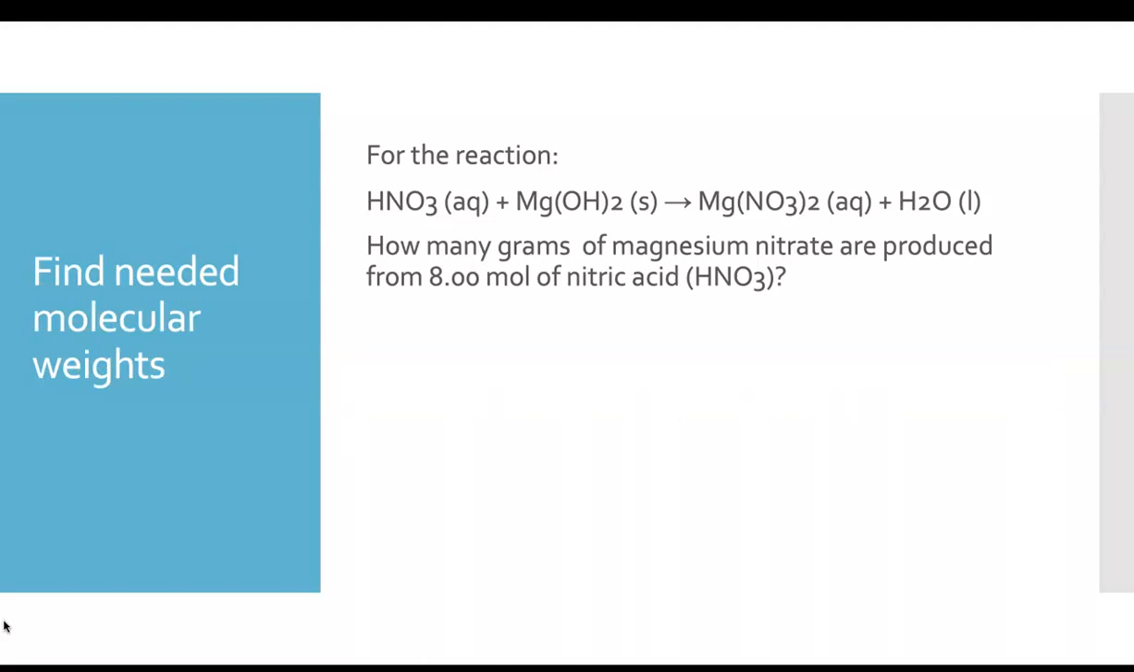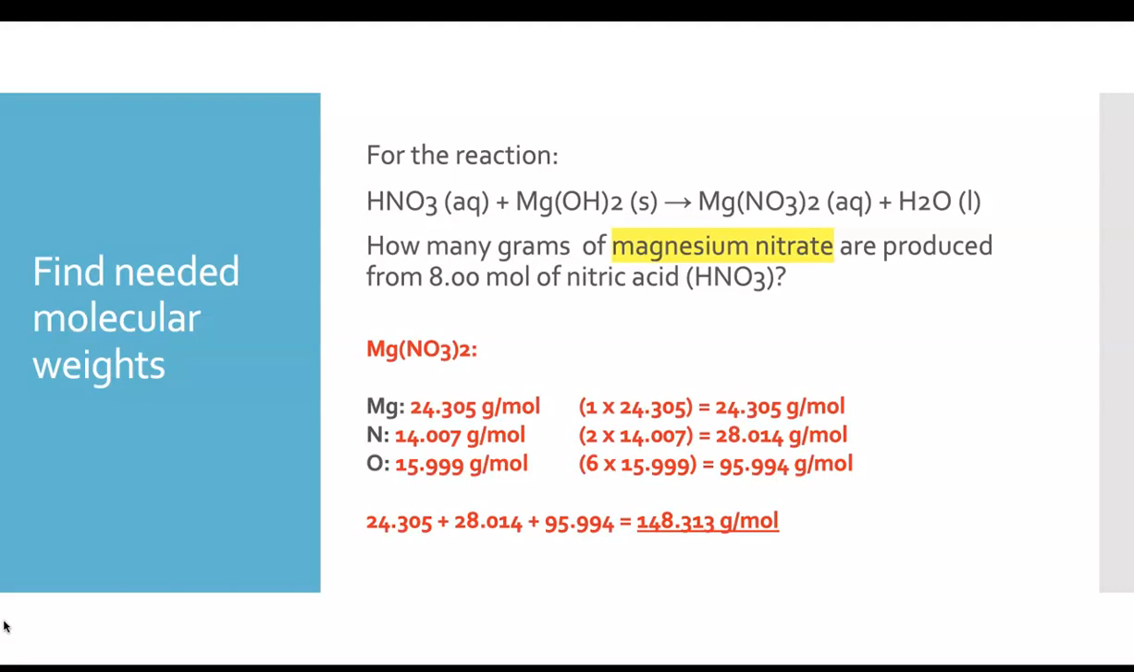So now we're going to find the needed molecular weights. If we read the problem again, it says how many grams of magnesium nitrate. So we can stop right there, and we know that we need grams and we need it in magnesium nitrate. So what we're going to do is find the molecular weight, grams per mole, of magnesium nitrate. We're first going to look at the magnesium, and that's going to be 24.305 grams per mole. This number can be found on the periodic table. Then we're going to do the same for nitrogen. We have 14.007 grams per mole, and then we have oxygen, 15.999 grams per mole.